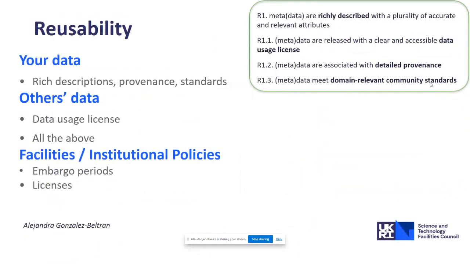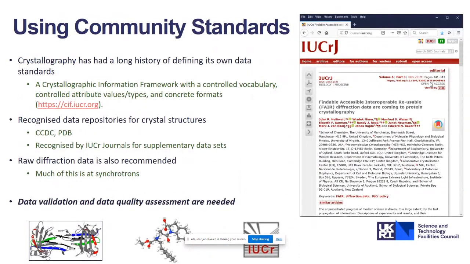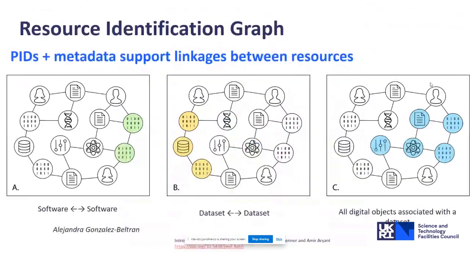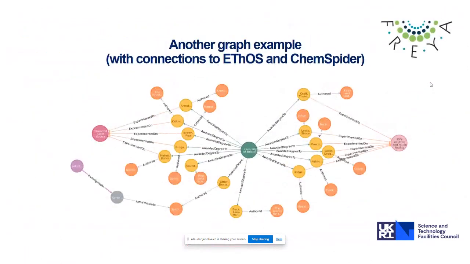I won't go into reusability apart from saying it's important to use common community standards in this area. And one final area, going back to this slide: we want to combine information across these different areas, to give this full, rich picture of a discipline of the information ecosystem back to the users. So we're looking at linking together those resources using those PIDs, giving that rich view of the information space. And we've done some experiments in this in the context of the FAIR project.